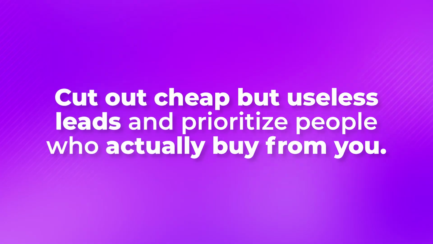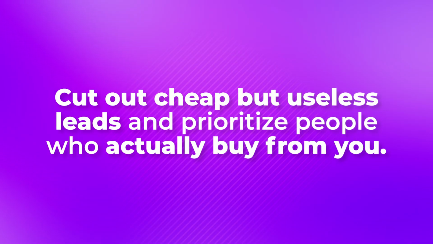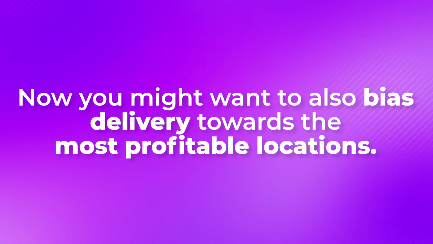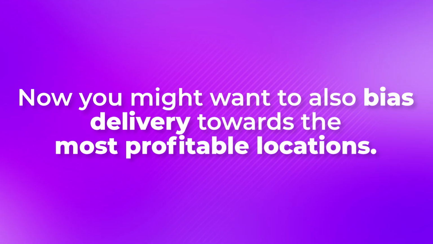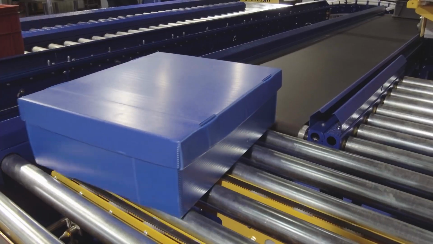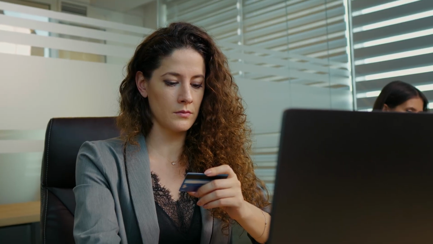Firstly, to cut out cheap but useless leads and prioritize people who actually buy from you, albeit there are a wide range of ways that you can do this that I also teach on this channel. You might also want to bias delivery towards the most profitable locations, for example, where shipping is cheaper or where your average order value is highest. For example, you may know that most people who buy from you or register as a lead do so using a desktop because you're a B2B service.